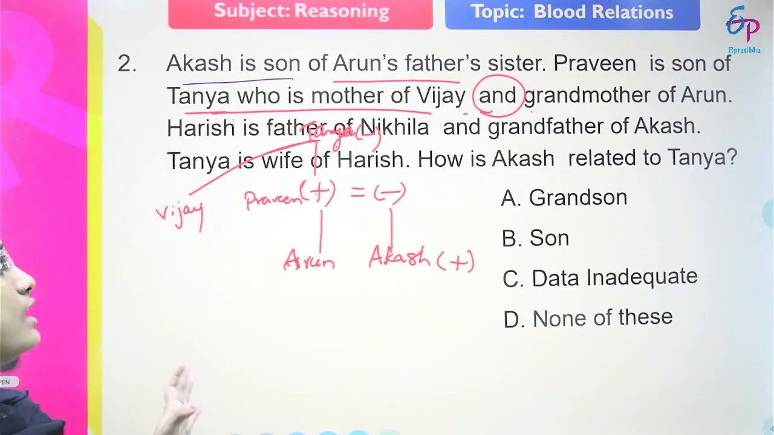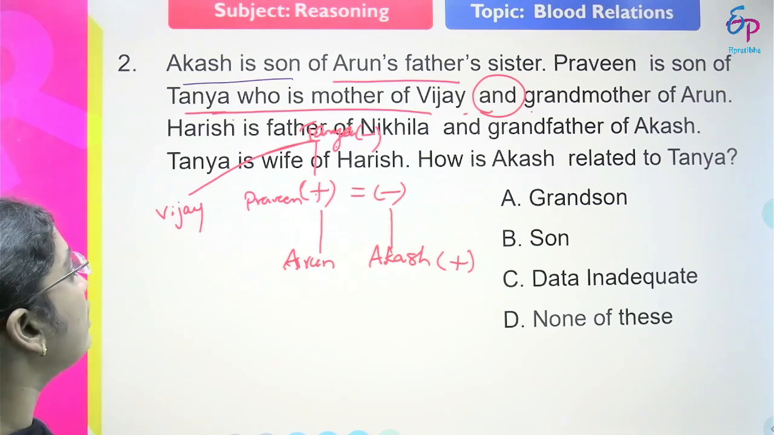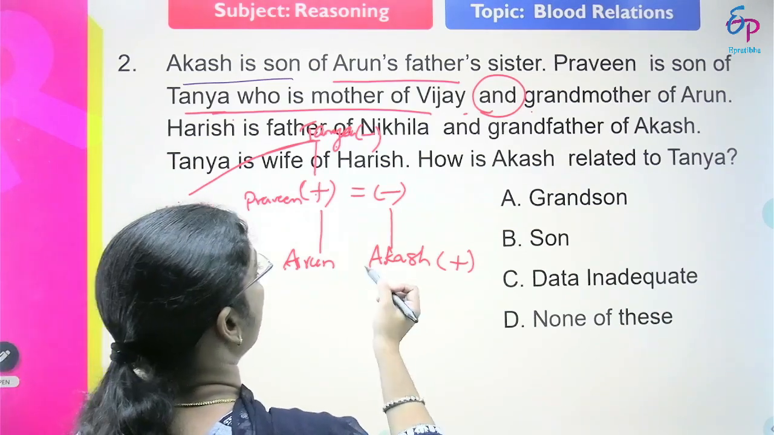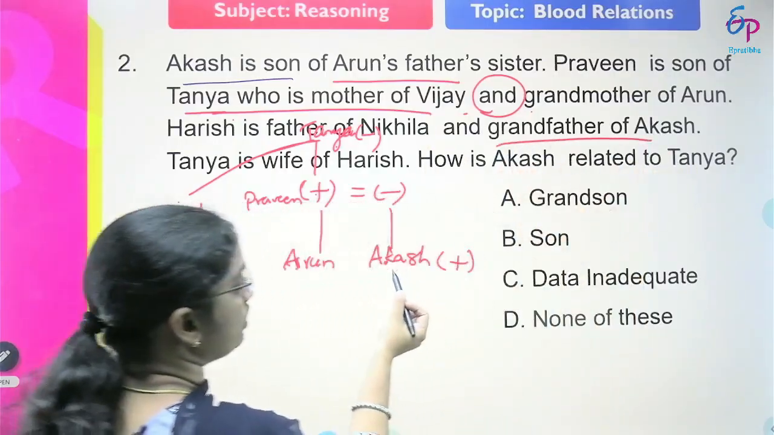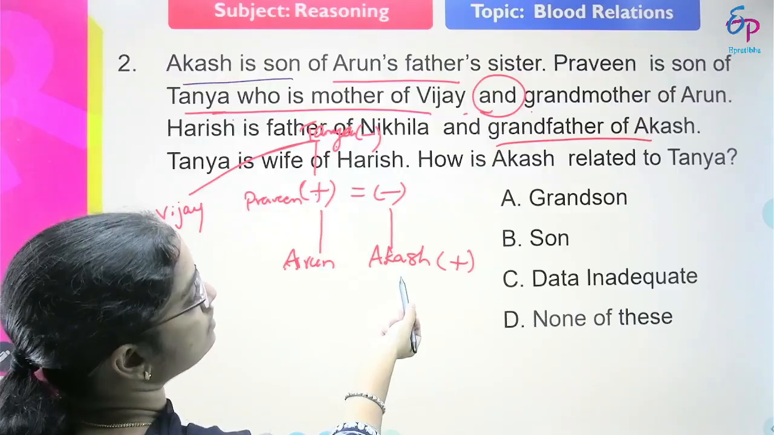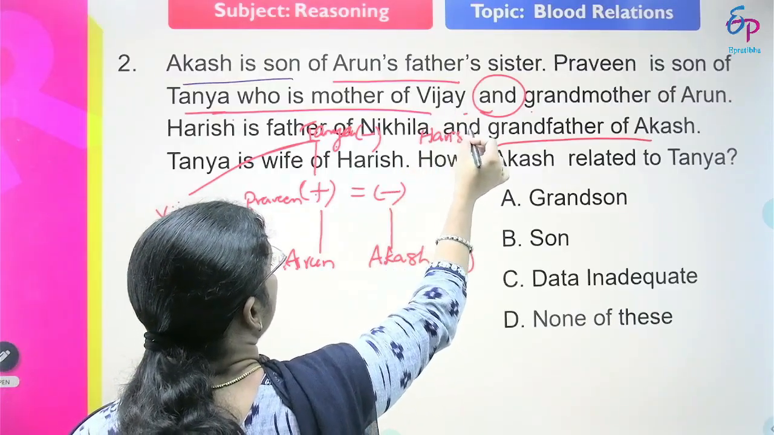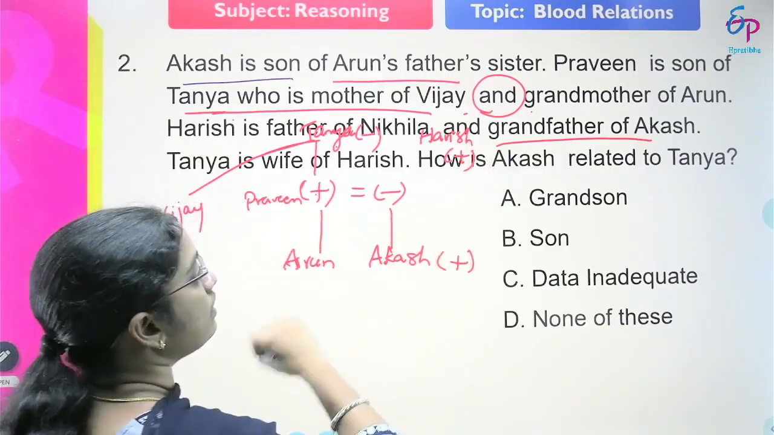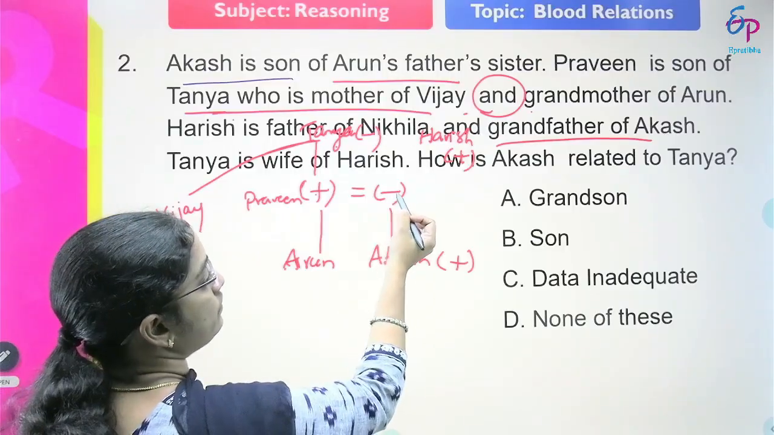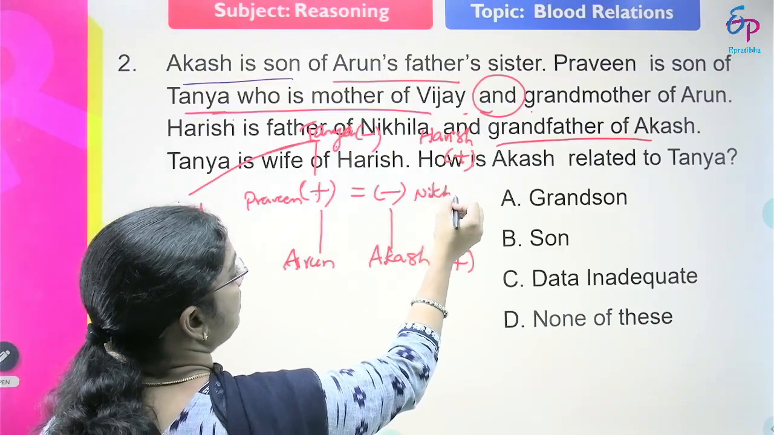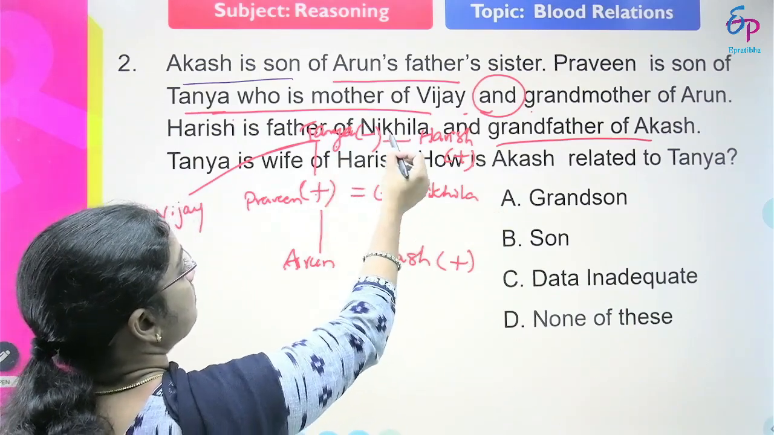So this is clearly satisfied. Then Harish is father of Nikila and grandfather of Akash. Harish is the father of Nikila, so we need father of Nikila and grandfather of Akash, friends. Since we have Akash, definitely Akash's grandfather is in the first generation, so we need to take Harish here only. Grandfather means a plus symbol, so Harish is a grandfather. Harish is a father of Nikila, right? Here we have a female symbol, since Nikila is a female name, so I am taking it in this way. These two persons are siblings, which means these two persons' parents are couples.